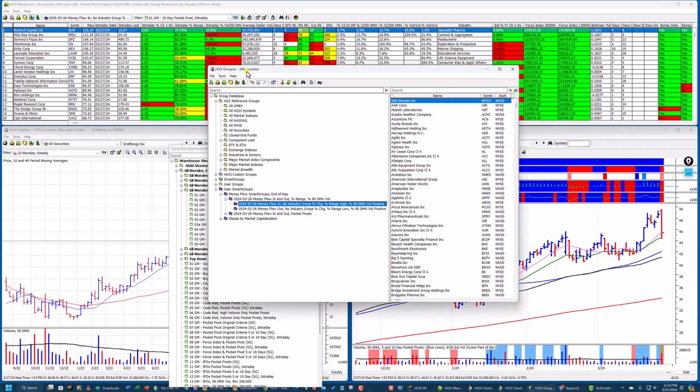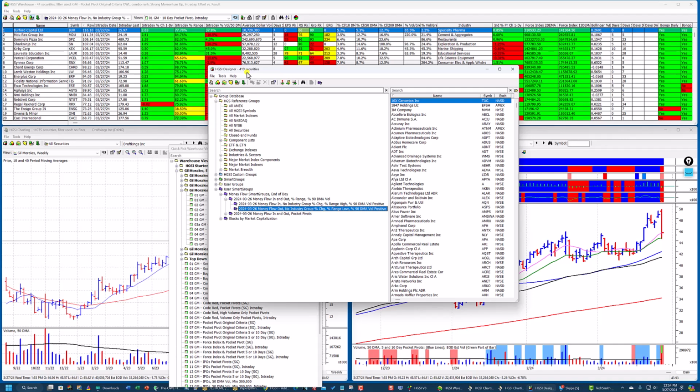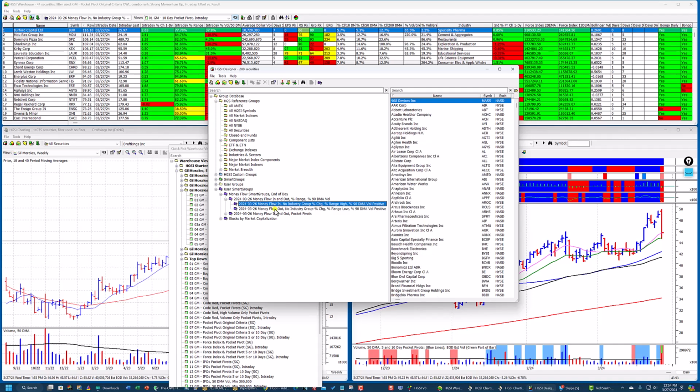Anyway, you can see there are 288 stocks that were positive money flow yesterday based upon my criteria, and there were 419 that were negative money flow. So these work pretty well to keep you on top of what's happening with money flow.